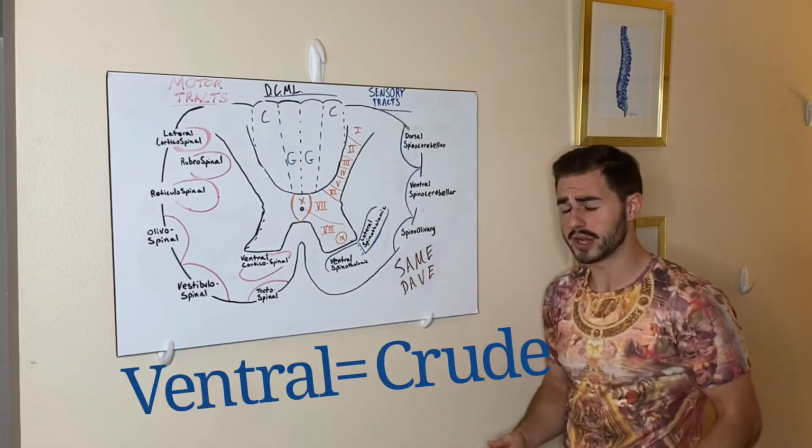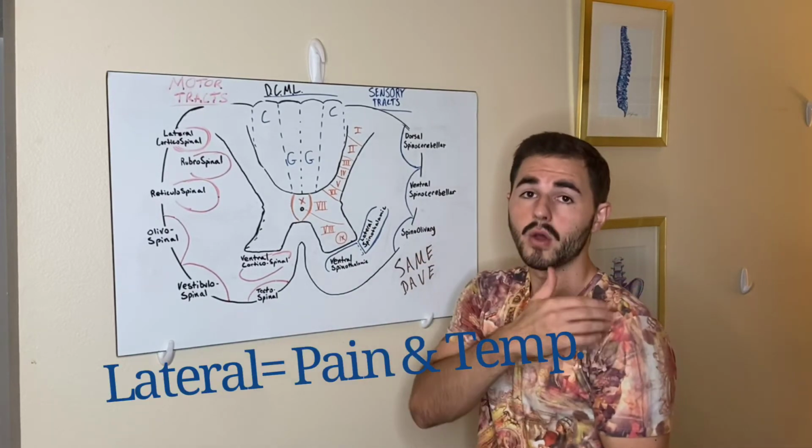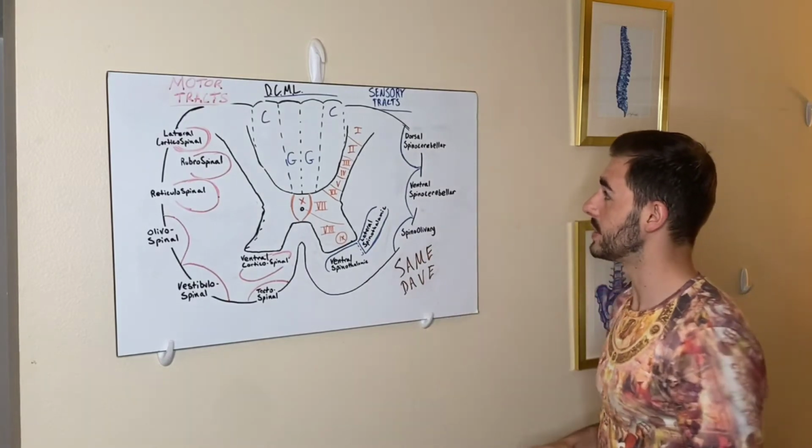Ventral was crude touch, and lateral is what? If it's not crude touch, it's going to be pain or temperature. So that pretty much does it for the sensory tracts.